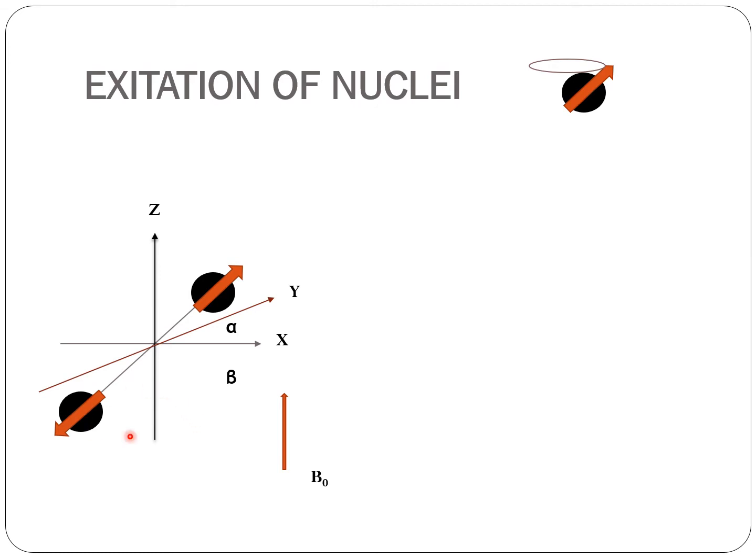Now, how do they revolve? They have a new rotation called the Larmor frequency. I will show it in the next slide. But this representation is called the classical picture representation.